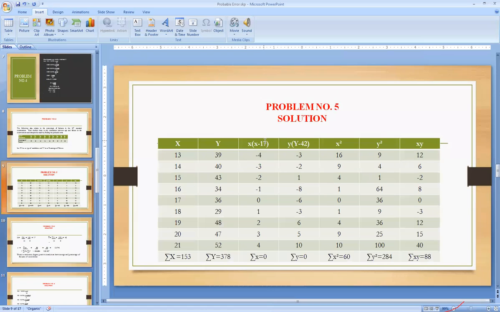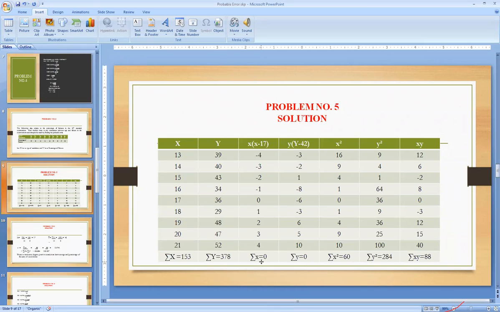With the actual mean. Now 13 minus 17 is minus 4, 14 minus 17 is minus 3, then 15 minus 17 is minus 2, 16 minus 17 is minus 1, then 17 minus 17 again we get 0, 18 minus 17 is 1, 19 minus 17 is 2, 20 minus 17 is 3, 21 minus 17 is 4. Total all the values. In case of the actual mean, we need not substitute the values of sigma x and sigma y. This is deviation x.